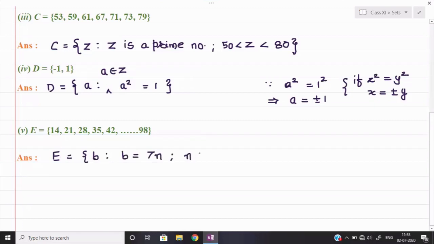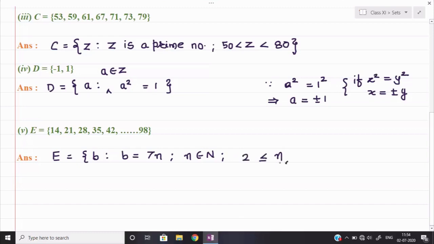Value of n will be any natural number, and the value of n is less than or equal to how much? I think, see, if I take 1 it will not be possible, so it will come to 7, because 7 they are not taking. So the value of n will be more than or equal to 2, that we can say: n should be more than or equal to 2.